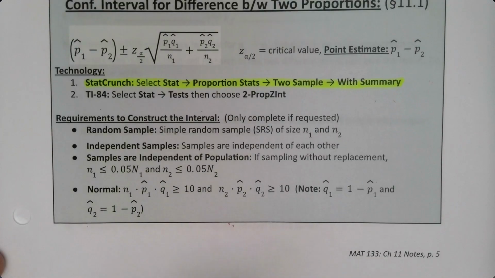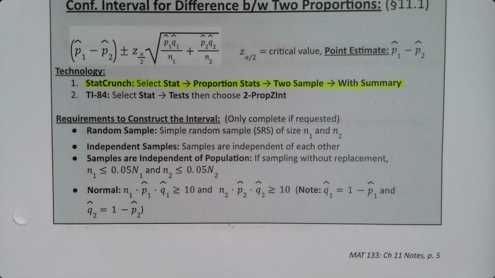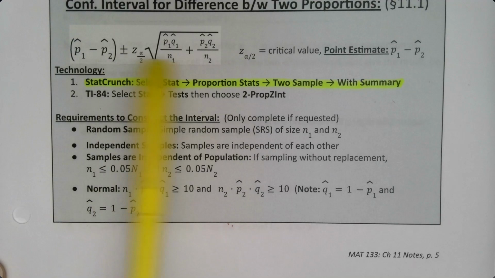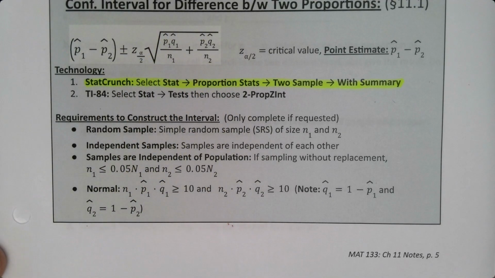Now, the only thing to note besides this, the point estimate, of course, is the middle of your interval. It's the center of your interval. And then the margin of error is this back piece. So this is the point estimate, plus or minus. This whole thing is the margin of error. But we're not going to do this formula by hand. We're just going to use technology to do it.